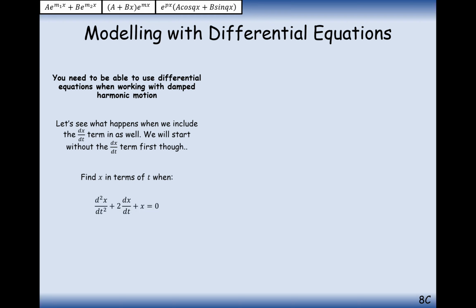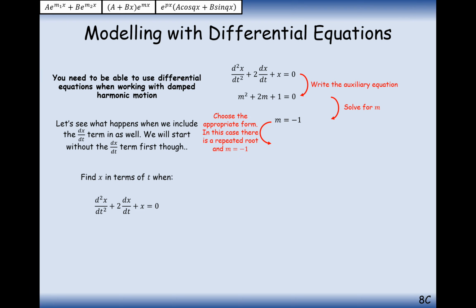Okay, what happens if this time we're just going to put 2 dx by dt. Okay, so let's see what happens when this happens. So we'll write the auxiliary equation, solve for m. We get a repeated root this time. So what happens when we get a repeated root? It's this second form up here that we need to write our answer in. So it's going to be a plus bt and then e to the minus t. The root goes on the power of e there.